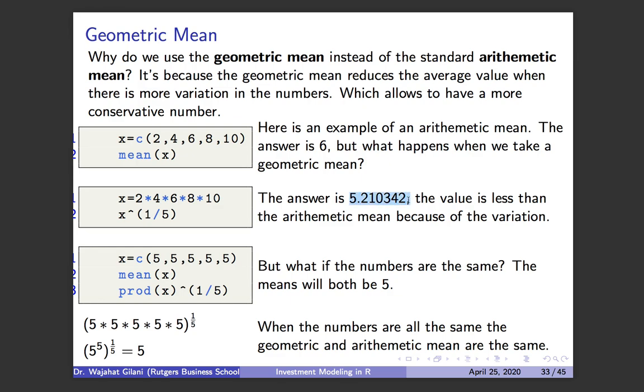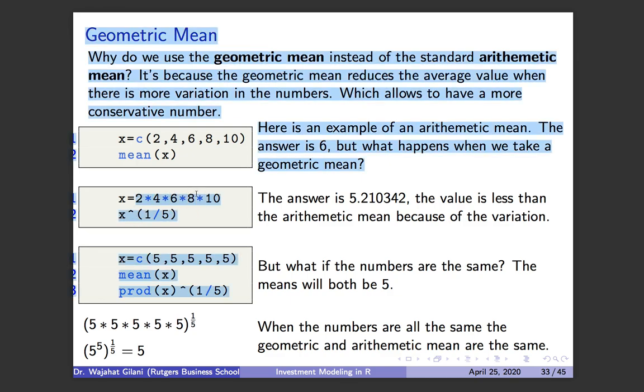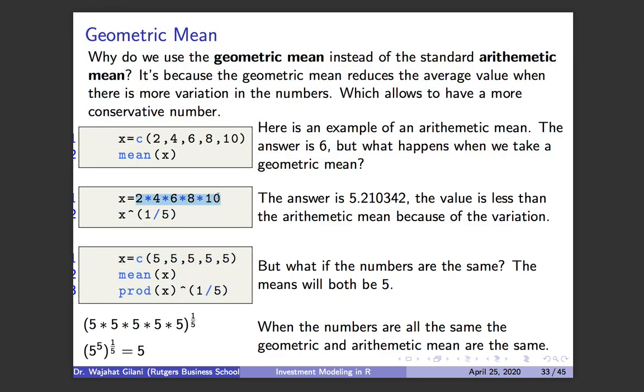That number is less than 6, right? Why is that number less than 6? Because of the way geometric means work: the more variation there is in the numbers that you are calculating, the smaller the mean will be compared to its arithmetic counterpart.